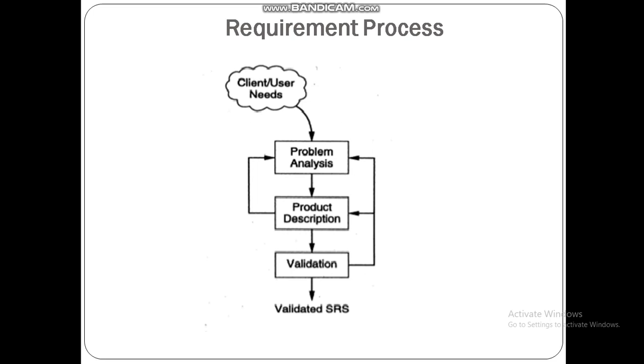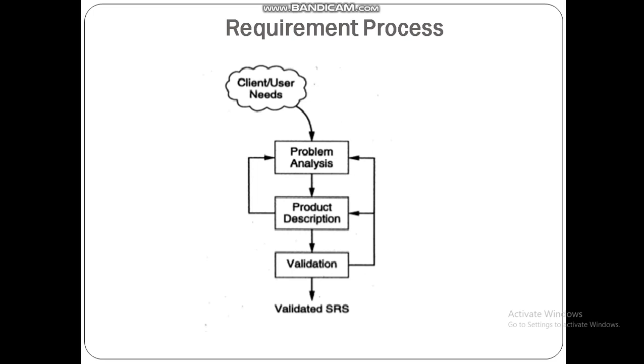So the second portion is the product description. Product description means requirement specification, which focuses on clearly specifying the requirements in a document. This mainly focuses on clearly specifying the requirements. This phase contains representation methods, specification languages, tools, etc.